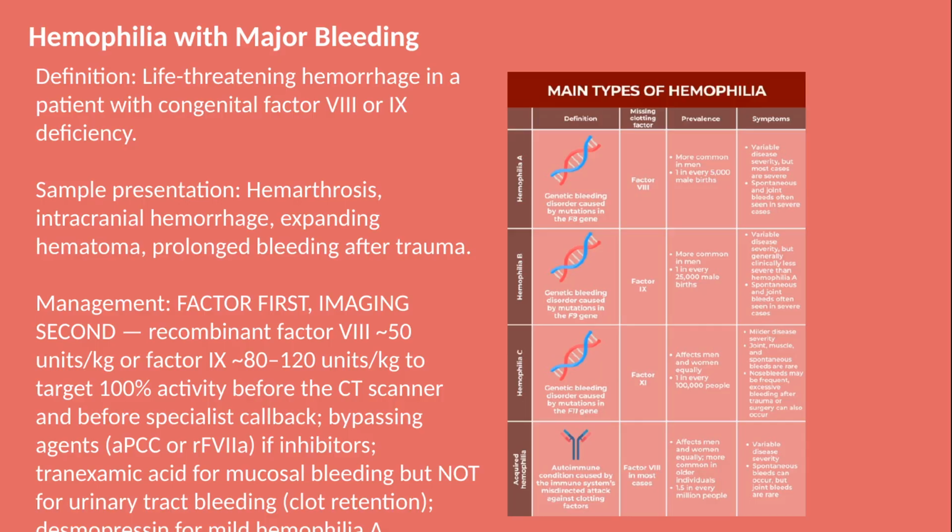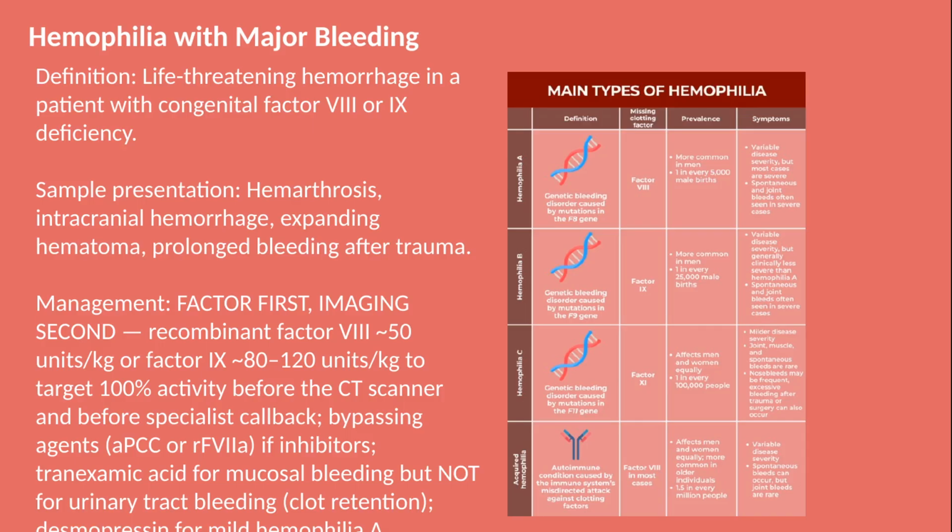For major bleeding, you are aiming to restore activity to about 100%, which is roughly 50 units per kilogram of recombinant factor VIII, or 80 to 120 units per kilogram of recombinant factor IX, and patients often carry a card or know their own dose, so ask them. If the patient has inhibitors, factor replacement will not work, and you need a bypassing agent such as activated prothrombin complex concentrate or recombinant factor 7A.